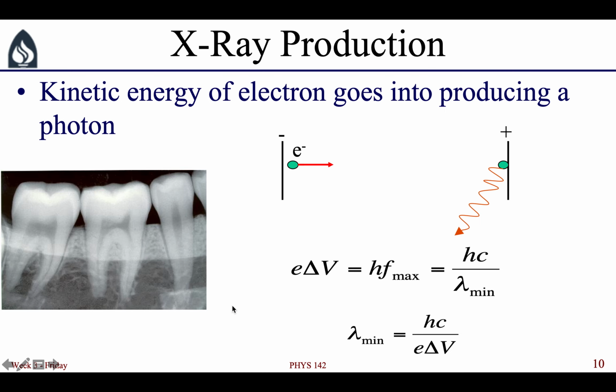So next we want to consider X-ray production. Producing X-rays is kind of like the photoelectric effect run in reverse. With the photoelectric effect, you had the energy of a photon becoming the kinetic energy of an electron. And with X-ray production, the kinetic energy of an electron becomes a photon.